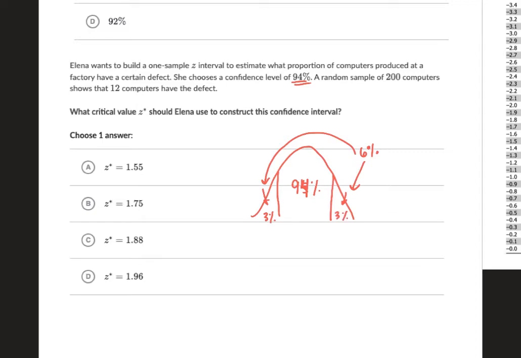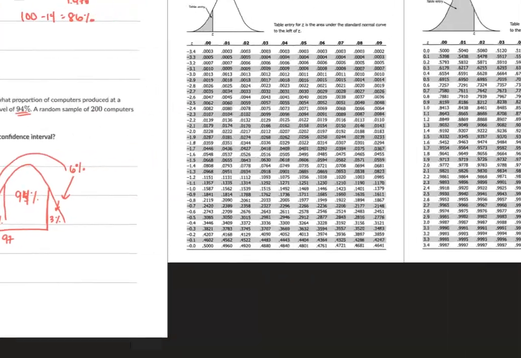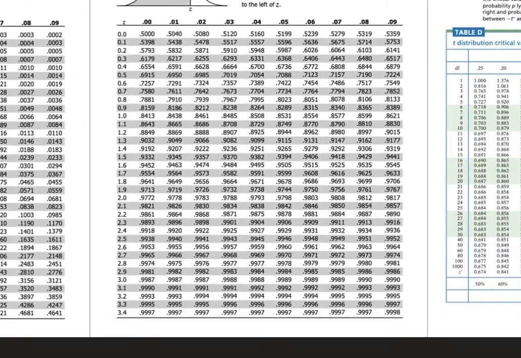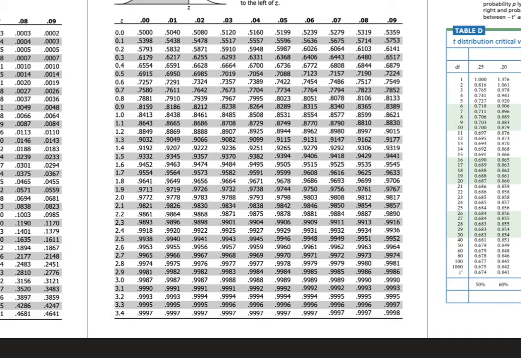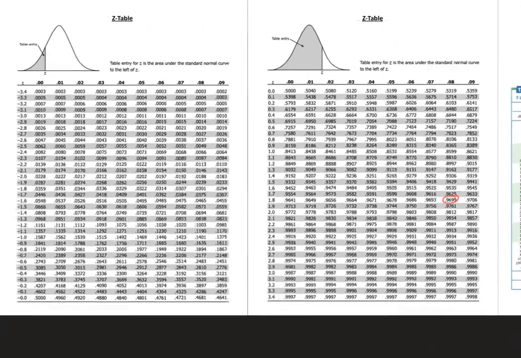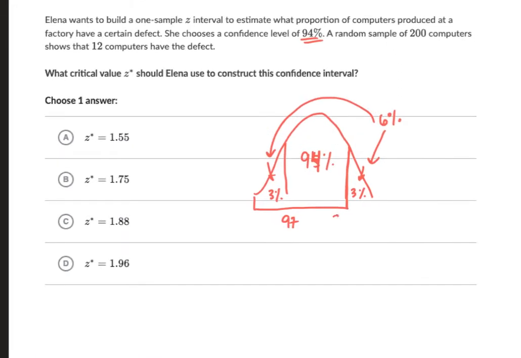So to determine what z interval to use, I'm going to figure out how much is to the left. So that's 94 plus 3. This is 97. And I'm going to use my table backwards. I'm going to look for 0.97 in our table, and that's going to tell me what z I should use. Looking at my table, the closest thing we have to 0.97 is this value right here, and that's going to be 1.88. So this z value is 1.88.